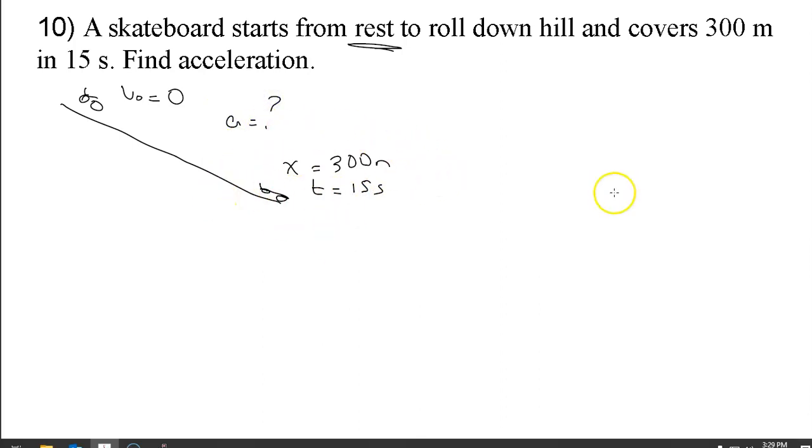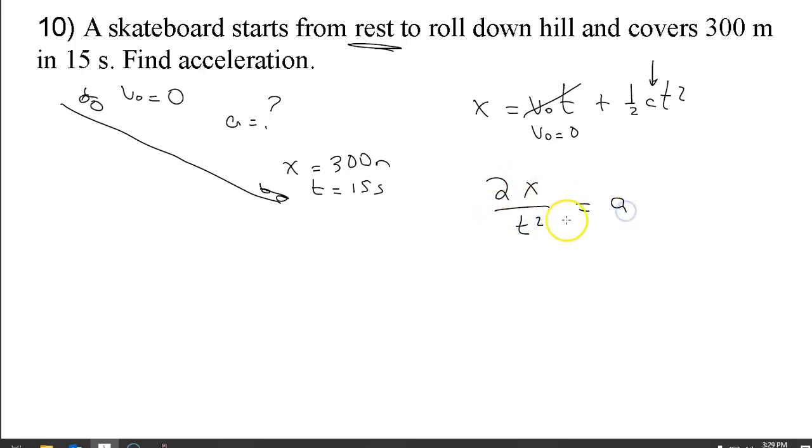So I'm looking for a formula that's got those. X, V naught, A, T, that looks familiar. X, V naught, A and T would be this guy, and A is what I want. Here's another one where they say V naught equals 0, so by all means come in here and say 0 times T is 0. When I add 0 it doesn't do anything. I can multiply both sides by 2 and divide both sides by T squared. That'll leave me A all by itself.